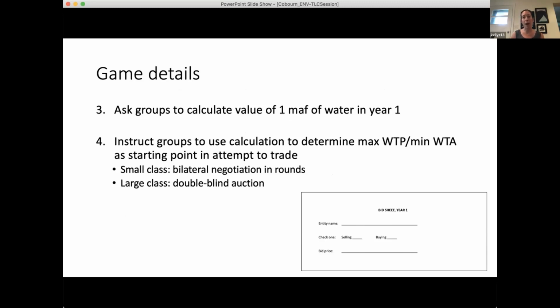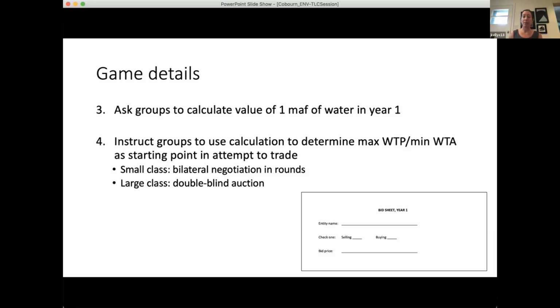So once they've been given and processed that background information, I'm asking them to calculate the value of water, the marginal value of 1 unit or 1 million acre feet of water, in the first year of the exercise. And then they use that calculation as a starting point for deciding on a group bid. They're going to use that as a bound to set their maximum willingness to pay or minimum willingness to accept. And then there's a little bit of work that goes into how to interpret that, but they're going to use that as a starting point in their attempt to trade.